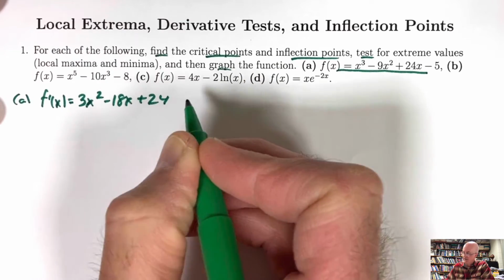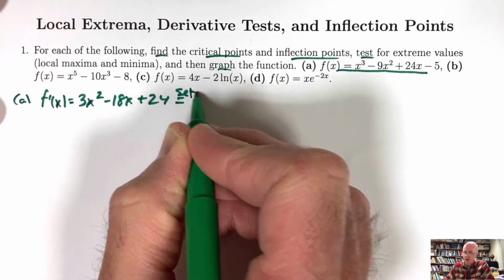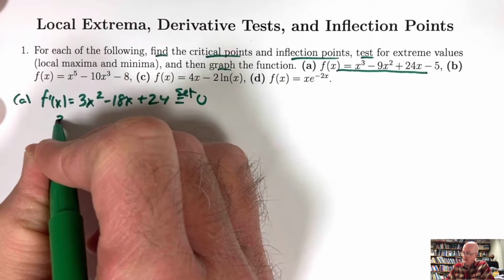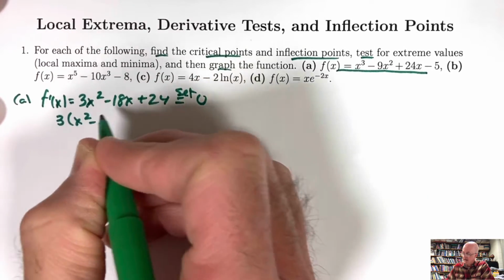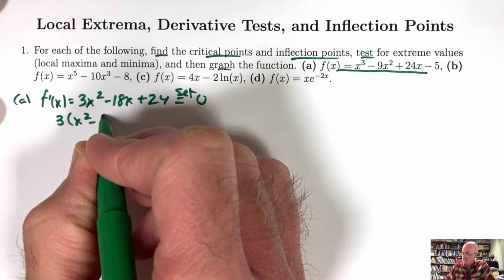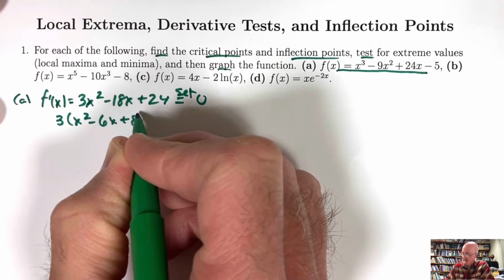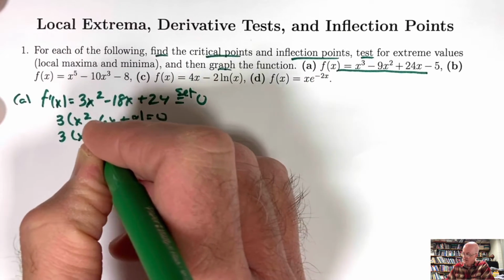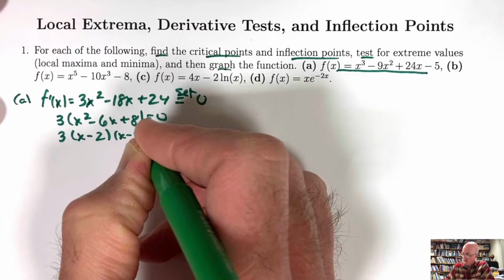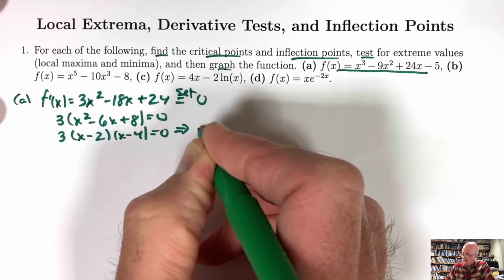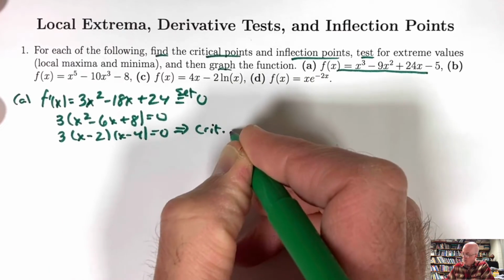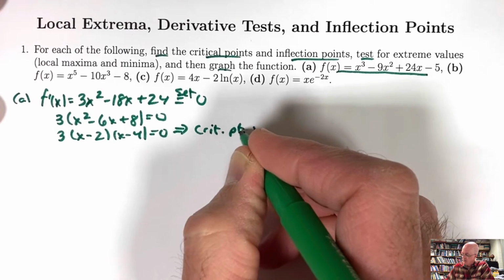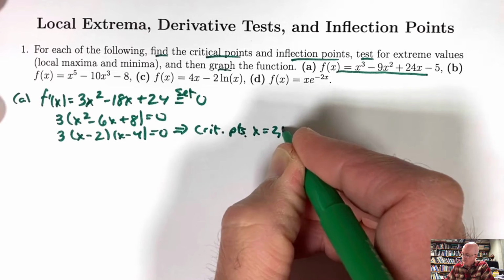That is a quadratic. If I set that equal to 0 and solve for the critical points, I certainly could use the quadratic formula, but I don't need to here. I can factor out a 3 and get 3 times in parentheses x squared minus 6x plus 8 equaling 0. I can factor that further as 3 times x minus 2 times x minus 4. And so your critical points are going to be the values where the derivative is 0. Those will be 2 and 4. Critical points are x equals 2 and x equals 4.